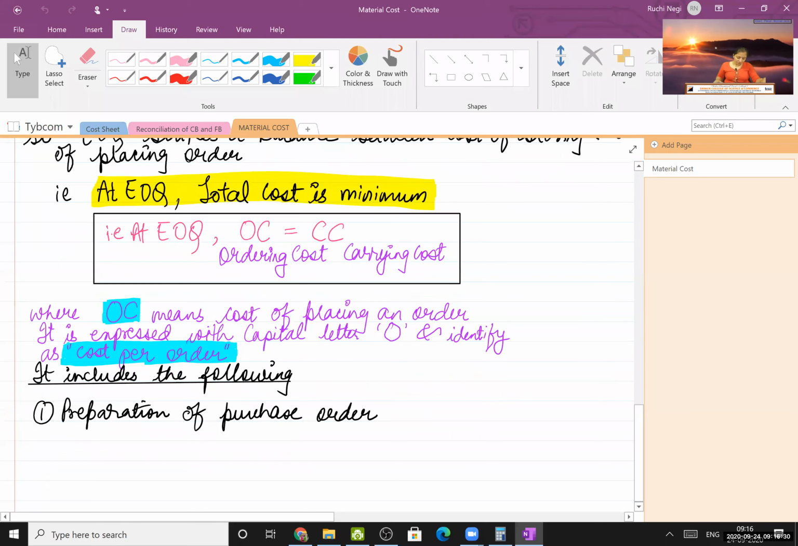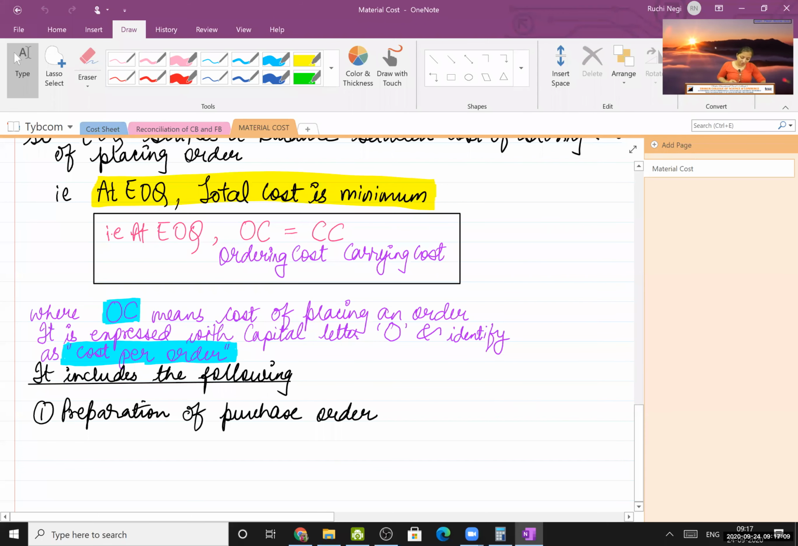ठीक है. So order cost means cost of placing an order. Okay. So whenever you place an order, whatever cost is associated with that, that is called as order cost. And order cost is expressed with capital letter O. And it is identified. कैसे identify करोगे sum में? उसके आगे लिखा रहेगा cost per order. I'll show you कि कैसे identify करने का when we are doing sums.